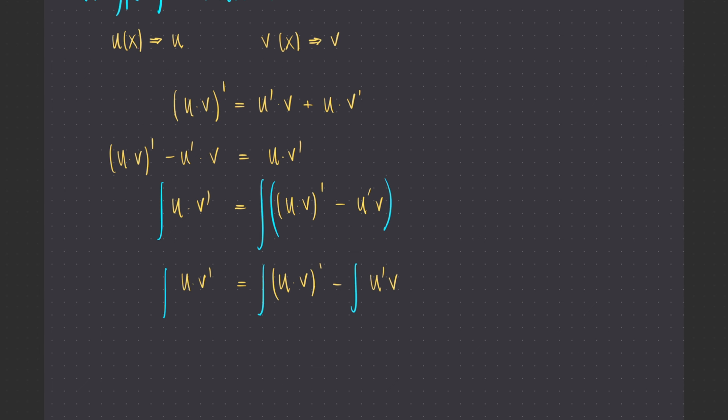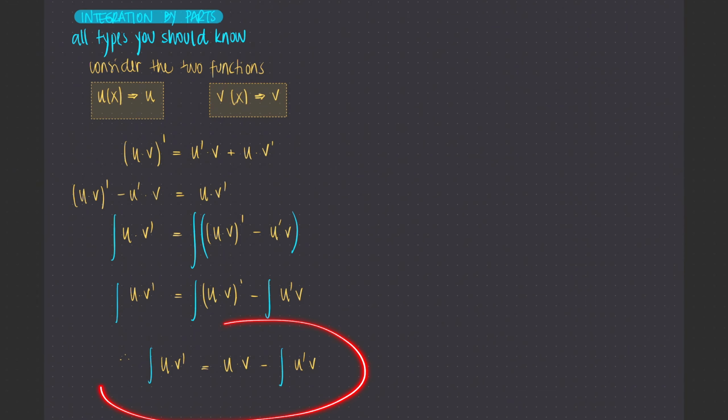Now, given that integrating a derivative gives us the function itself, meaning the product between u and v, for practical purposes we can simplify the derivative with the integral. What we have is the integral of u v prime equal to u times v minus the integral of u prime v. And there we have it. This is the formula for integrating by parts.